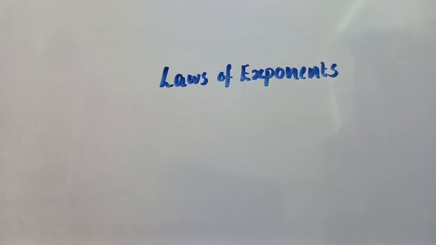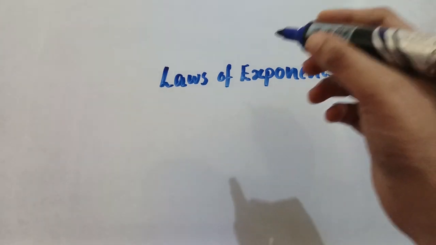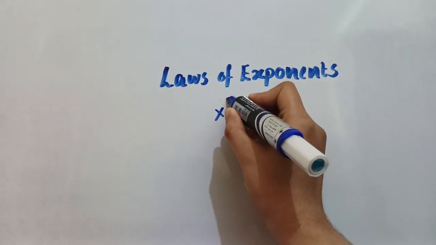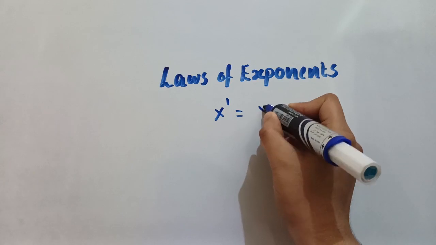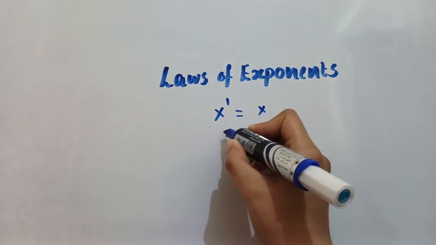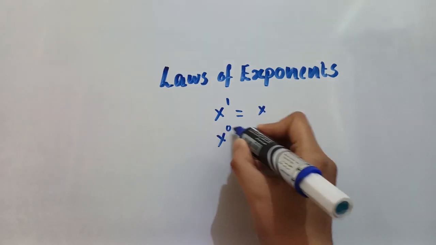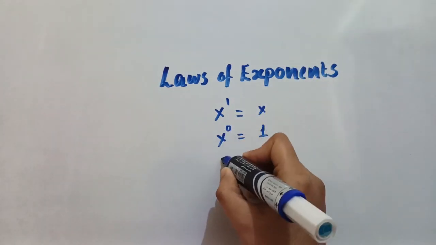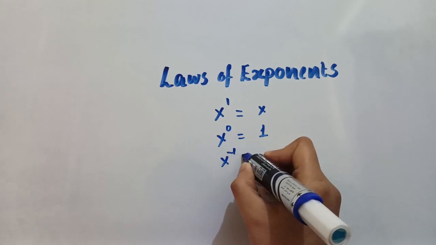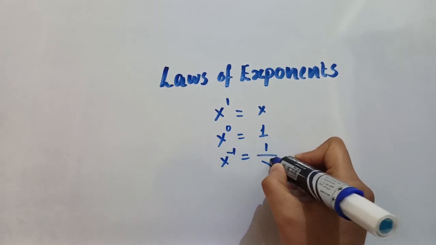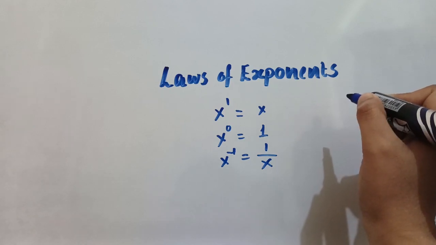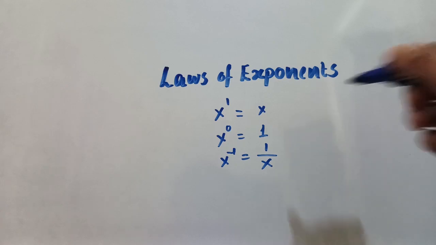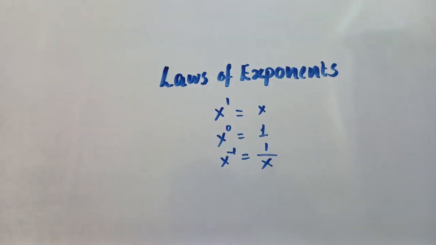Next topic is laws of exponents. We have different laws for exponents. First we can write x raised to 1 is equal to x. Then x raised to 0 is equal to 1. x raised to minus 1 is equal to 1 by x. This we discussed in previous examples.